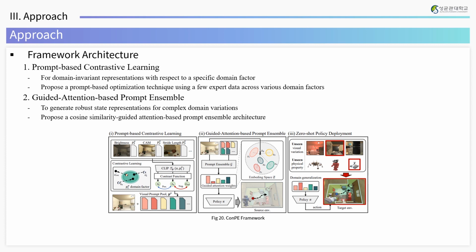In deployment, a non-stationary environment where its visual domain varies according to the environment conditions and agent physical properties is considered, and the zero-shot performance is evaluated.